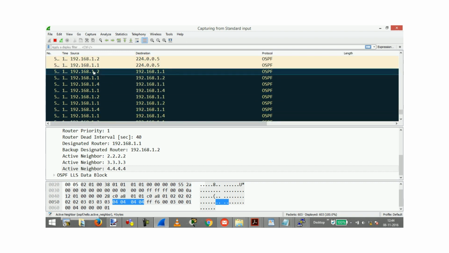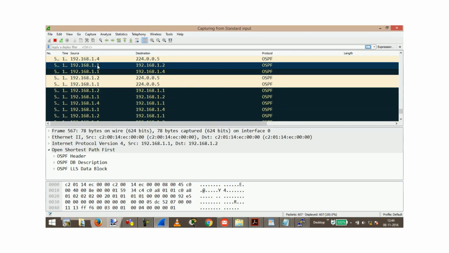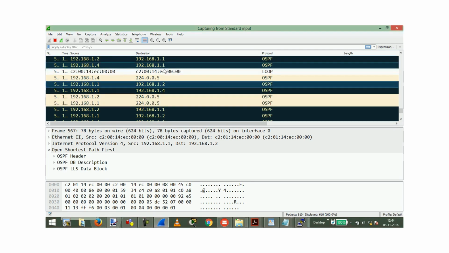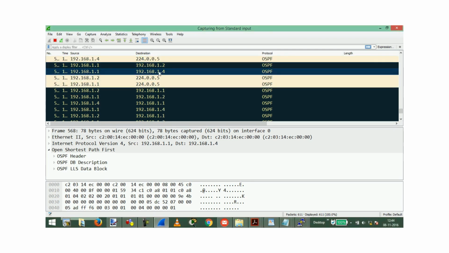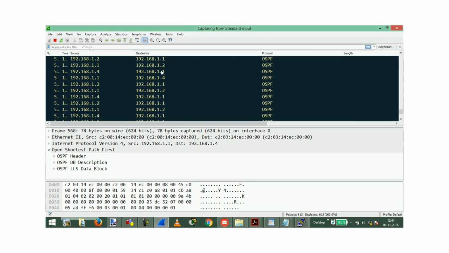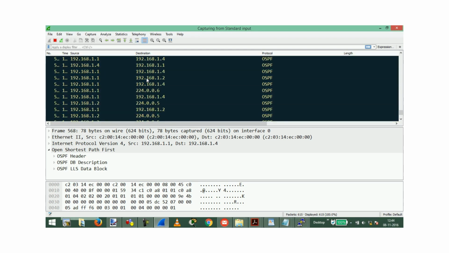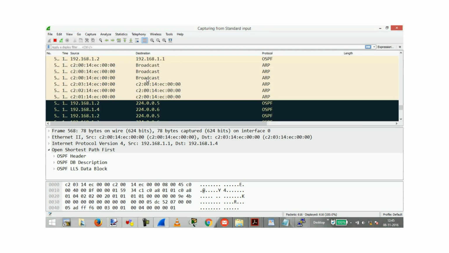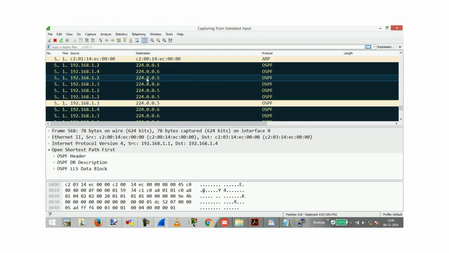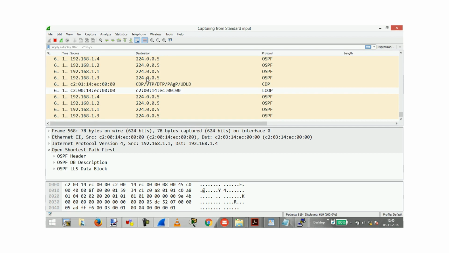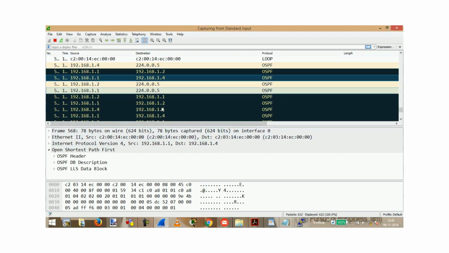And you can see here that 192.168.1.1 is talking to 1.2, is talking to 1.4, it is talking to them, and that is how they are sharing all the information.